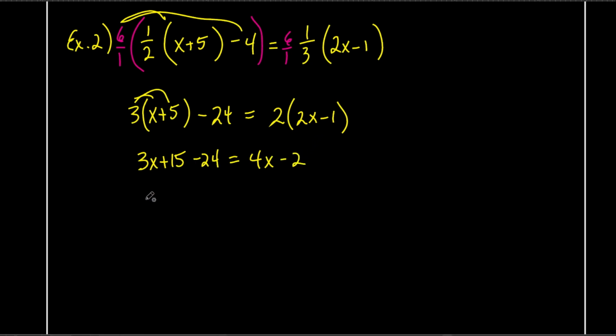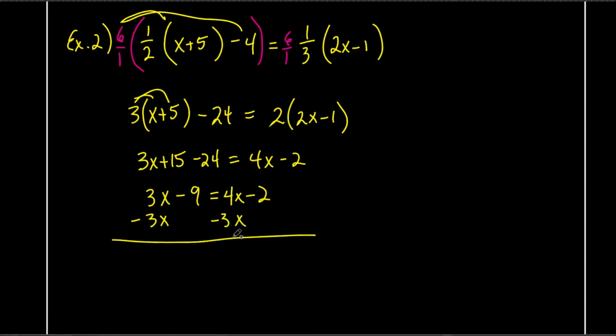Let's add some like terms right here. So I've got 3x, and then this would be minus 9. And then I'm not going to do anything over here on the right side. There's nothing I can do over here. So now I'm in a situation where I can get the x's on the same side. So I would put the 3x over here on the right, just so that I can get that to be a positive x when I subtract.